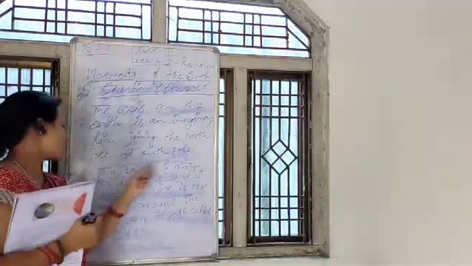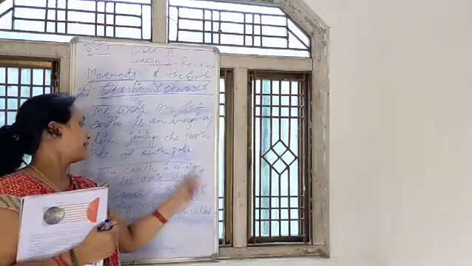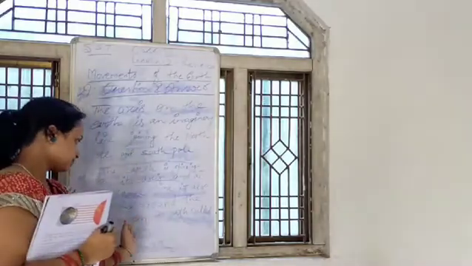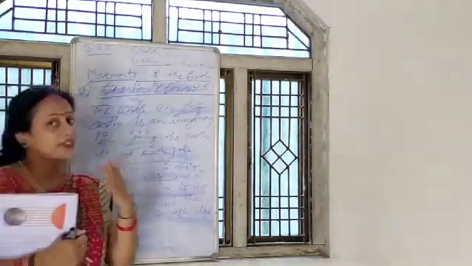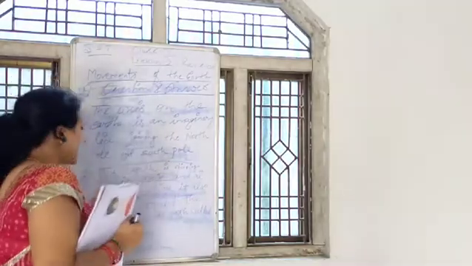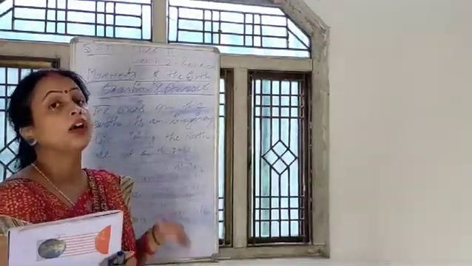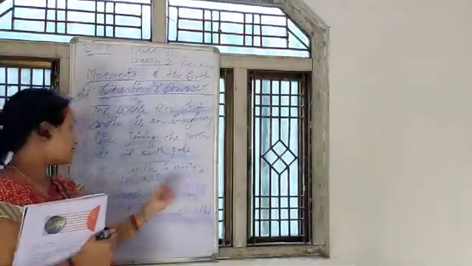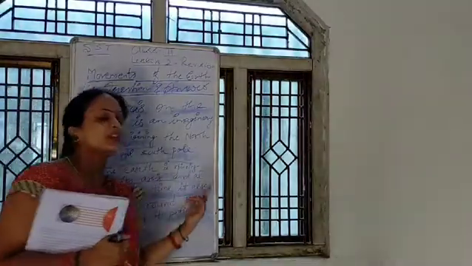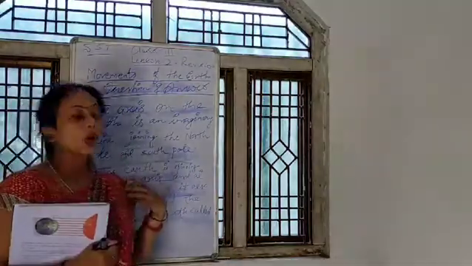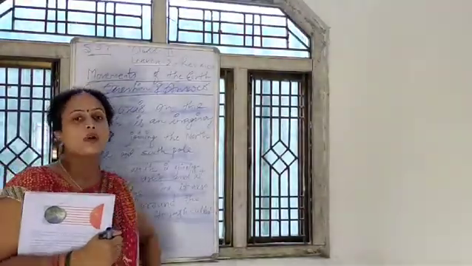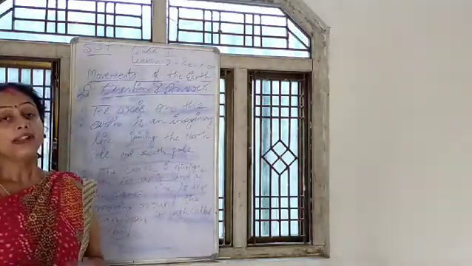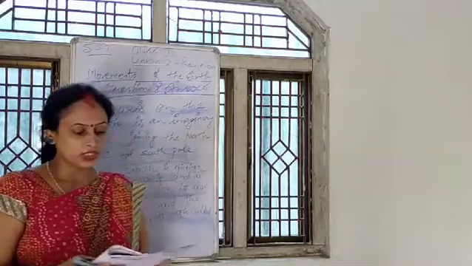The earth is spinning on its axis and at the same time it is also moving around the sun. It has its own path, and that path is called orbit. Isn't it? The earth is moving around the sun on its path, and that is called what? Orbit. Now, next question.